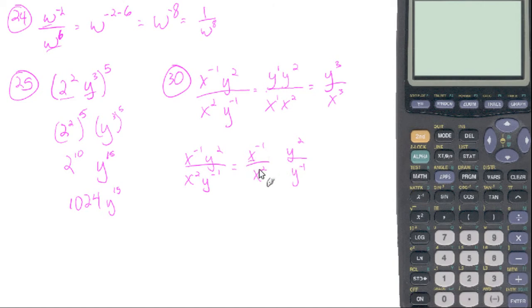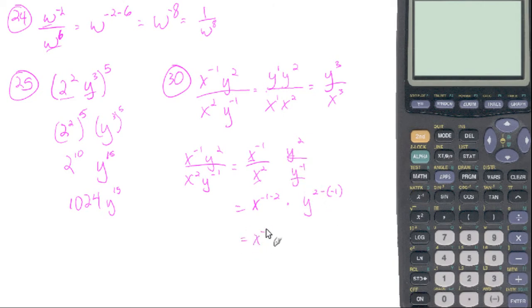We have the same base of x. So what do we do when we have the same base and we have division? We subtract their exponents. So -1 minus 2. Okay, then we're going to multiply that by y to the 2 minus negative 1 power, right? Because same base of y, and they're being divided, so we subtract their exponents.